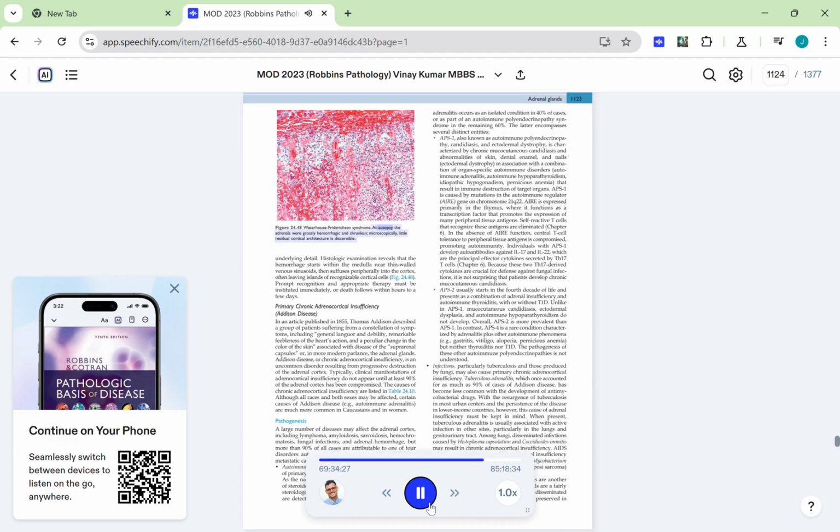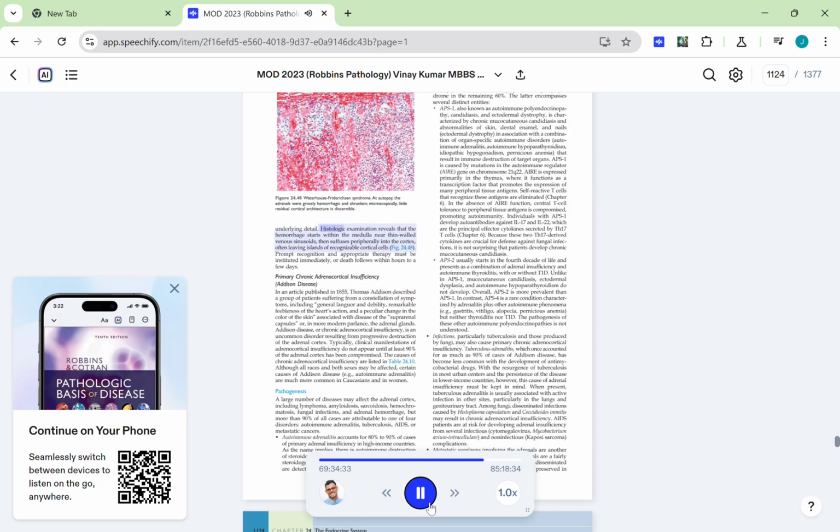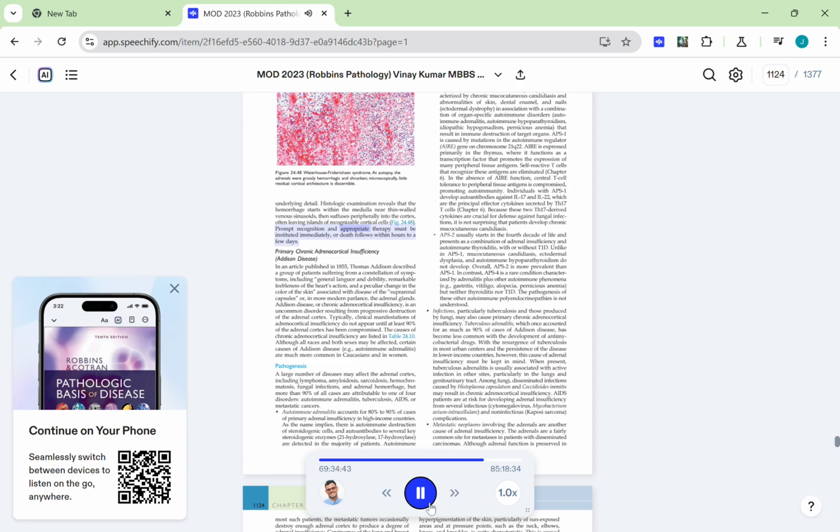Figure 24.48 Waterhouse-Friderichsen syndrome. At autopsy, the adrenals were grossly hemorrhagic and shrunken. Microscopically, little residual cortical architecture is discernible. Histologic examination reveals that the hemorrhage starts within the medulla near thin-walled venous sinusoids, then suffuses peripherally into the cortex, often leaving islands of recognizable cortical cells. Prompt recognition and appropriate therapy must be instituted immediately, or death follows within hours to a few days.